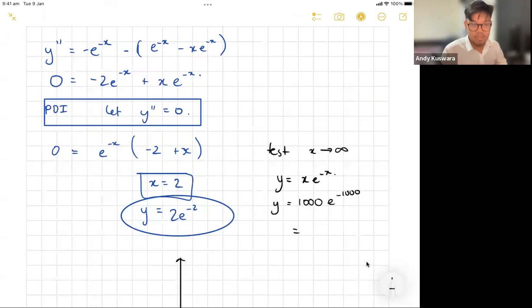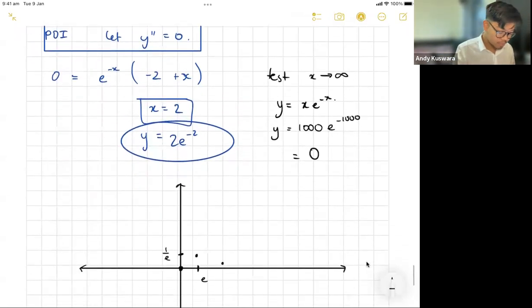This is what happens when I don't test my questions before I start. So I'm just going to put in 1,000 times e to the power of negative 1,000. And I'm assuming that this is going to reach 0. Yeah, it's going to reach 0. So it just means that as we get larger and larger, it's going to look a little bit like this. And it's actually going to have an asymptote, and it's going to approach 0 there.